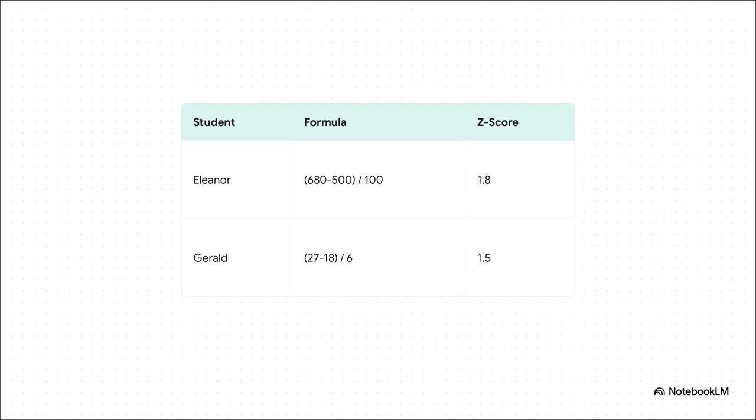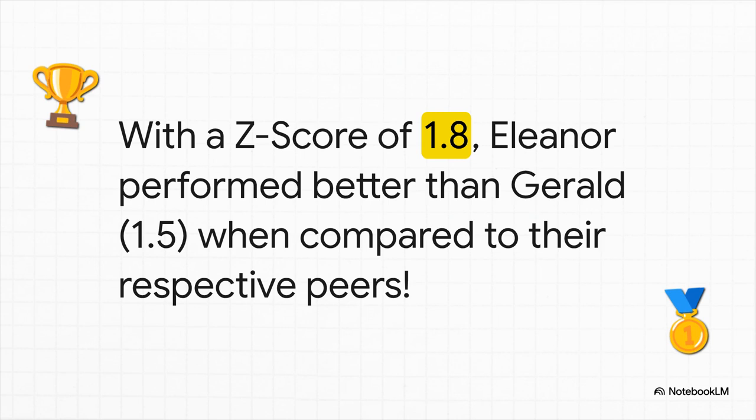It's brilliant. So we do the quick calculation and we find out Eleanor's score is 1.8 standard deviations above the average for the SAT. Gerald's score is 1.5 standard deviations above the average for the ACT. Ah, now we're speaking the same language. And boom, there's our answer. Since Eleanor's Z-score of 1.8 is higher than Gerald's 1.5, we know for a fact that she had the stronger performance when compared to her peers. The Z-score gave us the context we needed to find the real winner.